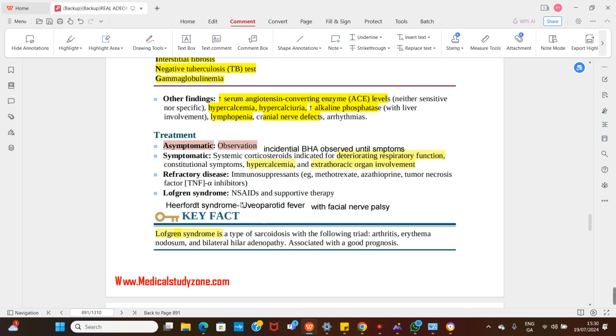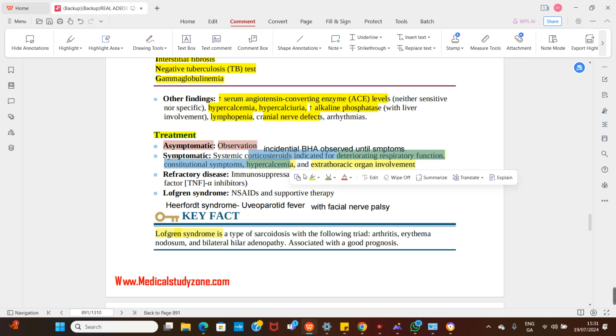Ideally, if you want to treat, you should ask yourself, is this patient symptomatic or not? If the patient is not symptomatic, please do nothing. Don't fall for the trap. If the patient is asymptomatic, do nothing, just observe. But if the patient is symptomatic, the respiratory function is dropping, the patient is showing extrapulmonary features like kidney issues, heart issues, joint issues, or hypercalcemia, then place them on steroids.